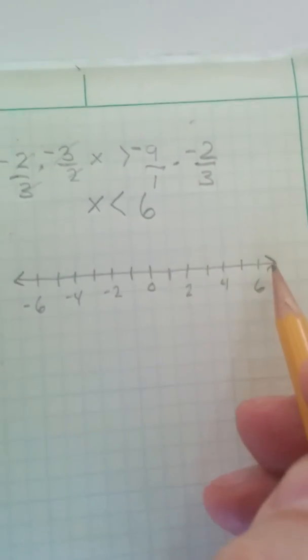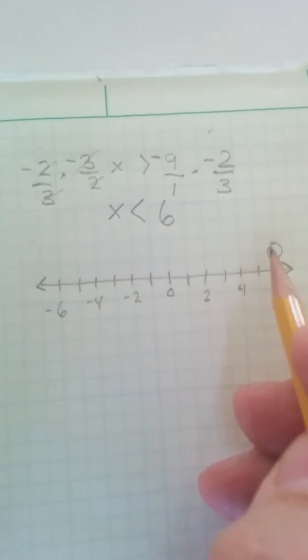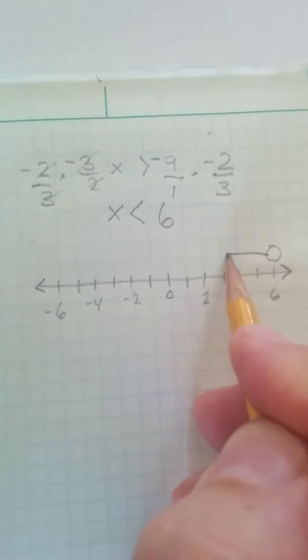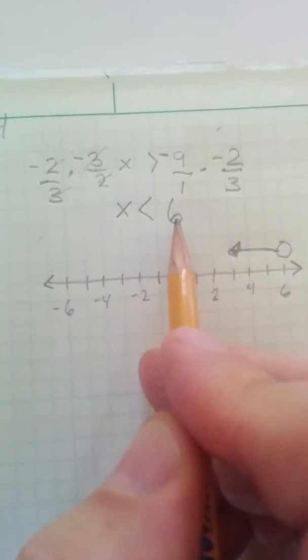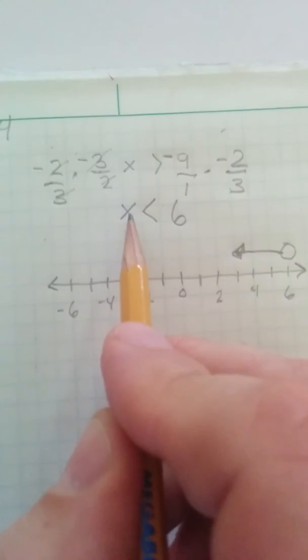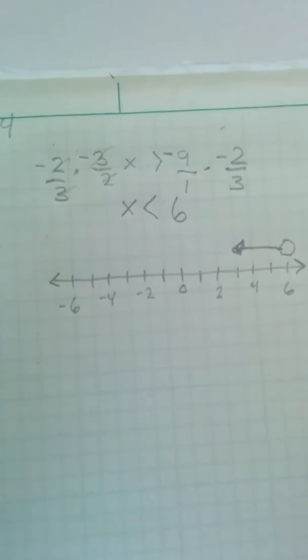So now we make a mark on 6, and this time we're going to make an open circle because we can't be equal to, and we're still going to point in the direction of all the numbers that work. So any number that is less than 6 will work, right? If x is a 0, plug a 0 in, 0 times that is 0, and 0 is greater than negative 9.